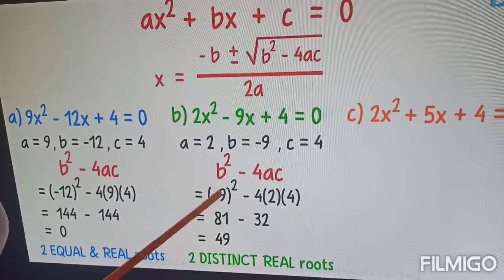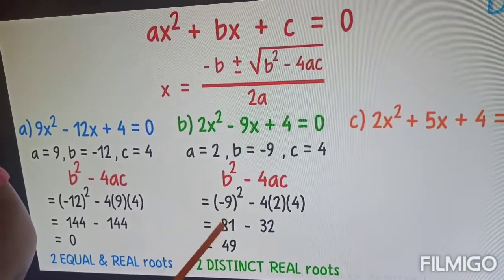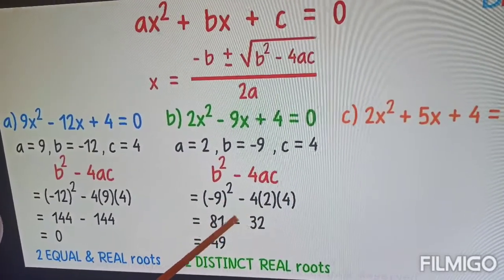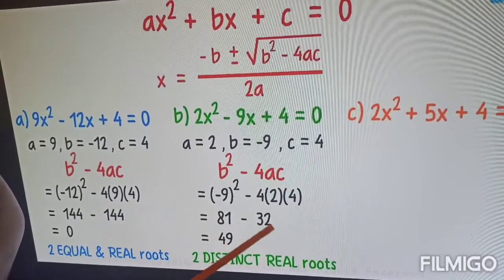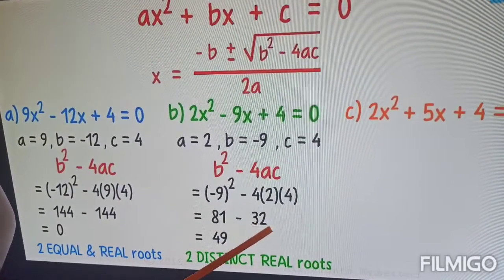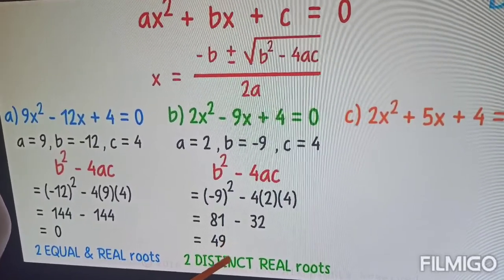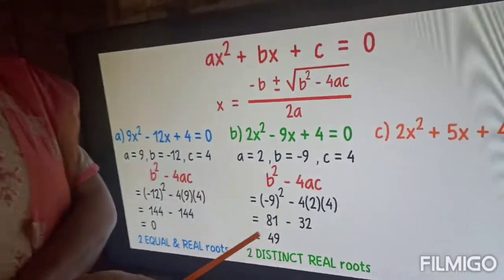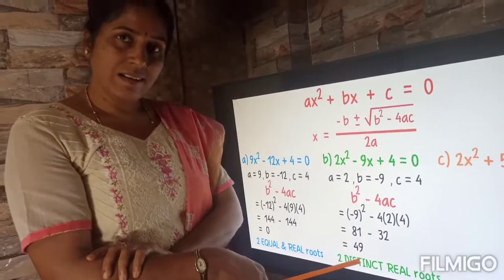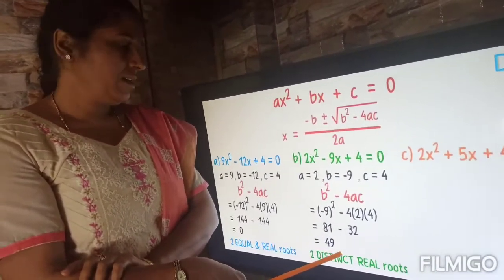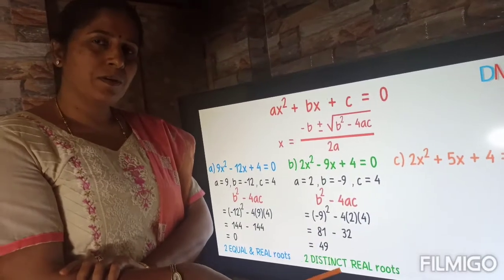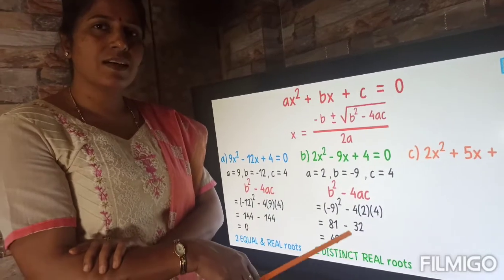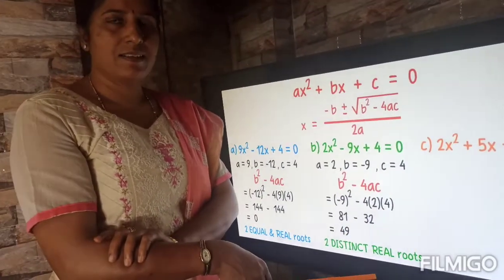Now simplify. Minus 9 whole square, 9 square is 81. 4 into 2, 8. 8 into 4, 32. 81 minus 32. What is the subtraction of 81 minus 32? We get 49. Now we got a positive integer. If we get an answer greater than 0 or any positive integer, then the nature of roots will be real and distinct. Here for this equation we got the roots real and distinct.